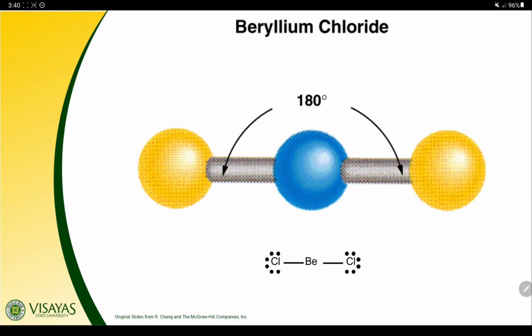An example of a molecule with class AB2 is beryllium chloride. So we have our central atom, beryllium, and the two atoms bonded to the central atom, which are the two chlorine atoms. We don't have a lone pair on the central atom, so that is AB2. Again, the bond angle is 180 degrees.